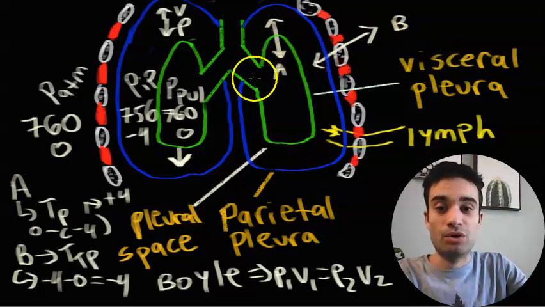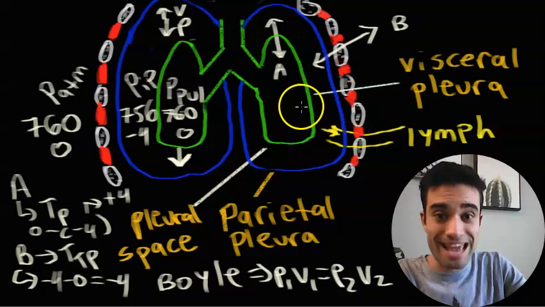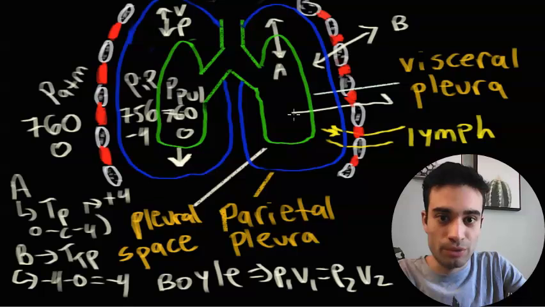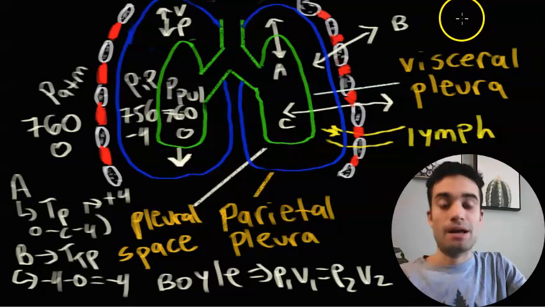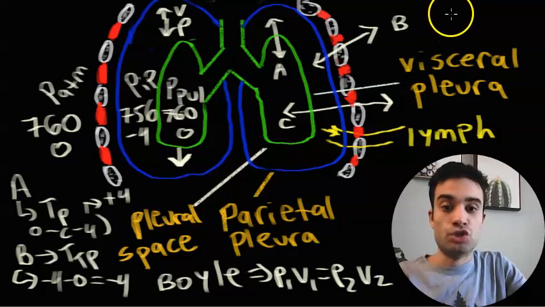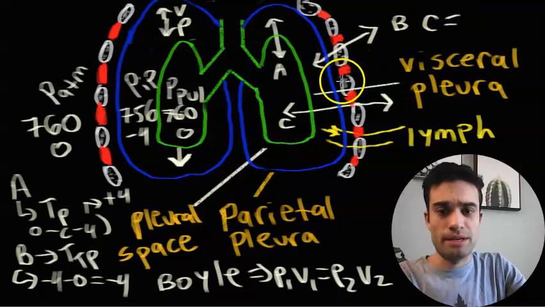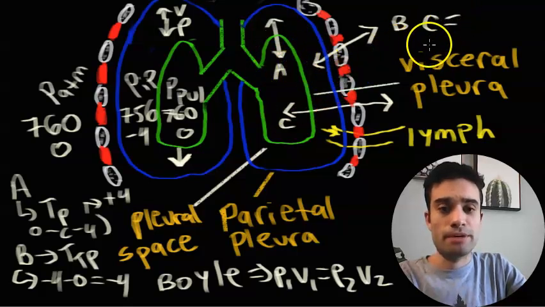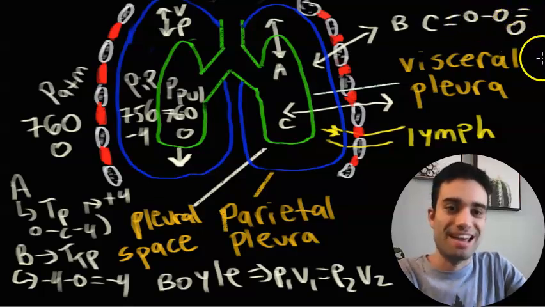And if we wanted to, we can also specify the pressure between the actual lungs and the atmosphere. We can go all the way like this. Let's call that C. And C would be the transrespiratory pressure, and you can actually calculate that as well. The transrespiratory pressure is just going to be the intrapulmonary pressure minus the atmospheric pressure, which in this case is 0 minus 0 equals 0 at rest.